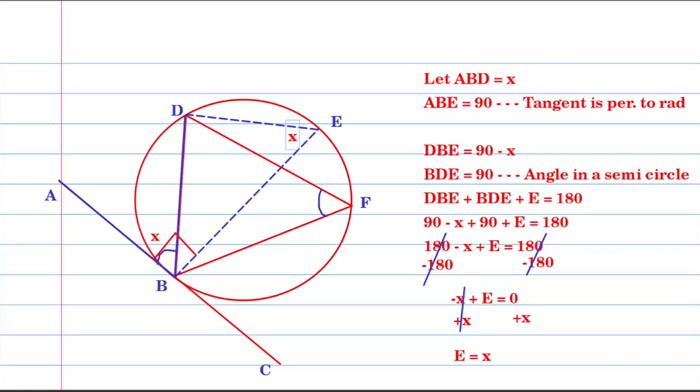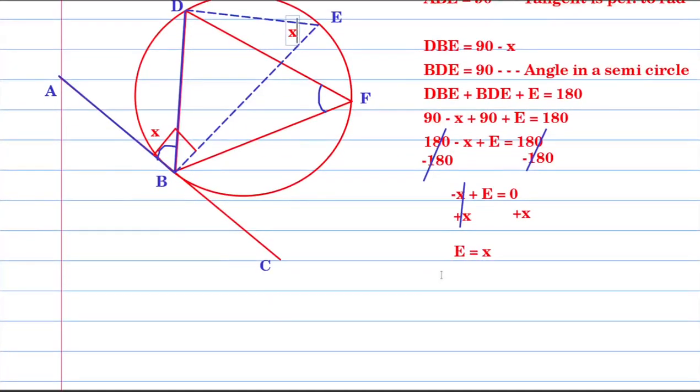But then what's happening between angle E and angle F? They are angles in the same segment. Angles in the same segment are equal. Or rather, they are angles subtended by the same chord DB. So they are equal.